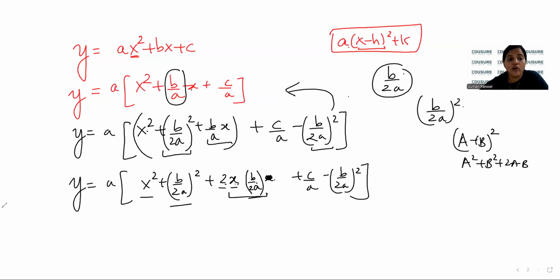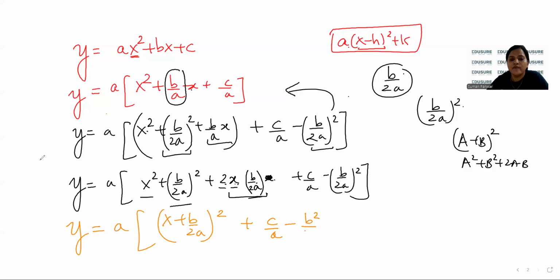So now I have got my perfect square, that is square of a binomial. So y becomes a(x plus b by 2a) whole square plus c by a minus b square by 4a square. So now I can separate it because I am looking for this form.